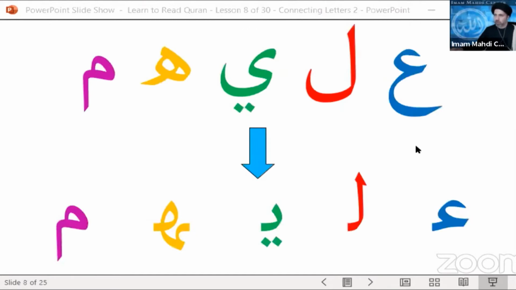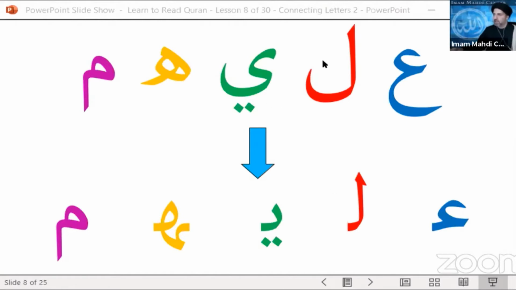So now we have our next word. We have ayn, lam, ya, ha, and meme. So now what are we going to do? This ayn is the first letter of the word, so it's going to have this form, not the other form that we wrote in the last word. It's the first letter, so we simply drop the tail and keep the top. The lam, of course, we drop the tail and keep the long portion with the small extension.